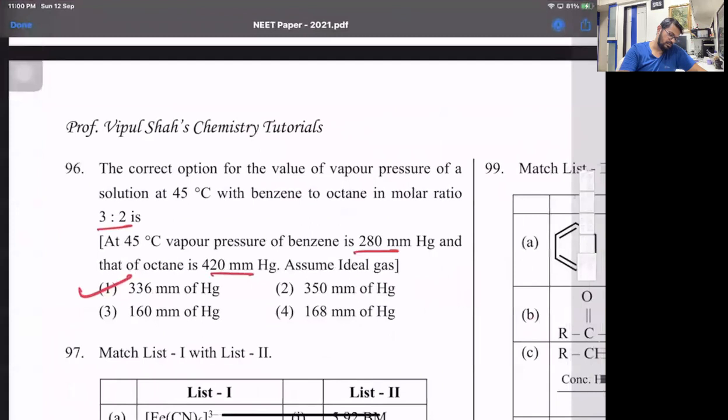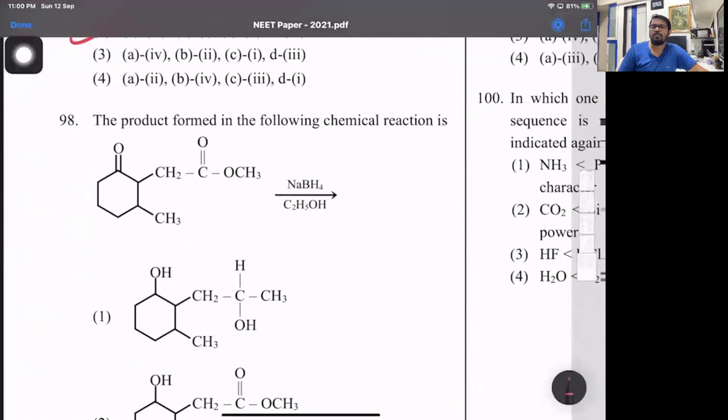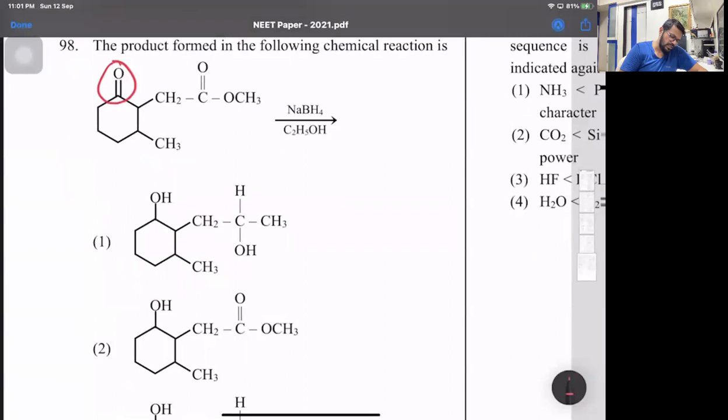Okay. This compound with NaBH4, sodium borohydride, will only reduce the carbonyl group. So the ketonic group will be reduced to secondary alcohol, or if there is an aldehyde, it will reduce to primary alcohol. That's all it forms. Now this formation will not be there. So if I have to tell you option wise, it can't be A, because in A they have shown the OH also with it. So there is only one option which makes sense, that is option 2, where the ketonic group has converted to secondary alcohol. Rest everything remains the same. So 98 is 2.